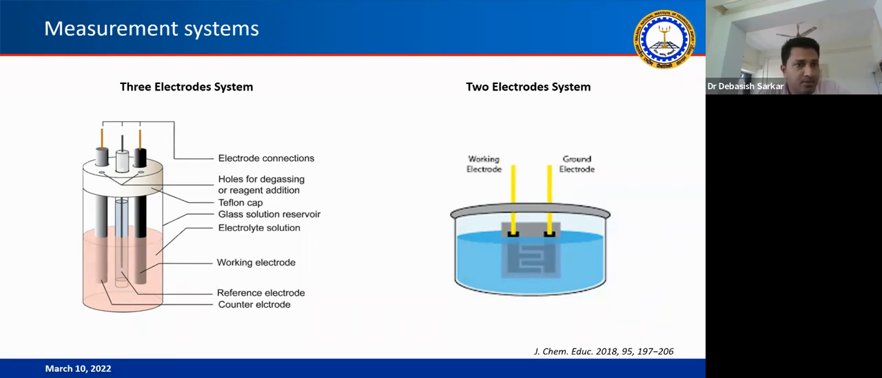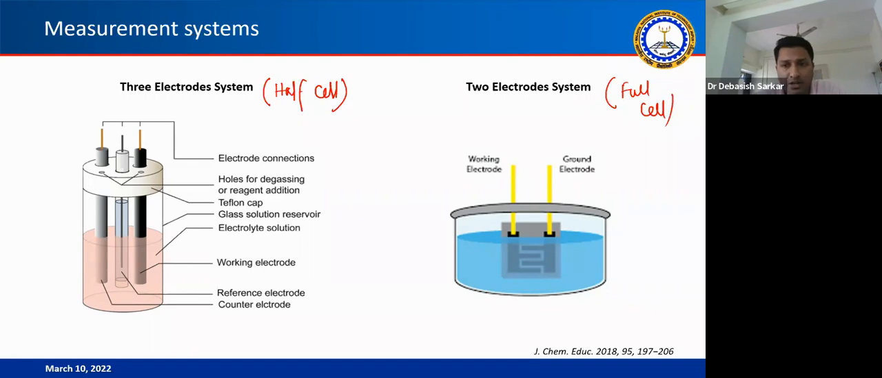Now, once you characterize the single electrodes, cathode and anode both, through the 3-electrode process, you should go for making a symmetric cell or an asymmetric cell. In that case, what do you do? That is called the 2-electrode system. So the 3-electrode system is for characterizing a half cell, meaning either cathode or anode material. The 2-electrode system is used for measuring a full cell.